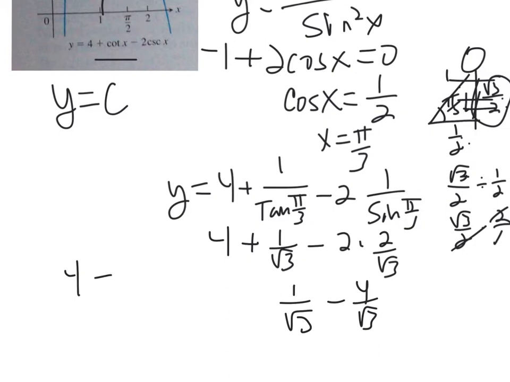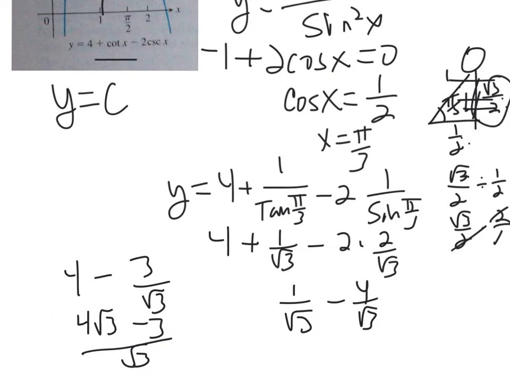Negative 3 over the square root of 3. Sorry about that. Well, it'd be really nice to have this be one rational expression. So I'm going to multiply 4 by root 3 over root 3. So isn't that 4 square roots of 3 minus 3 all over root 3?